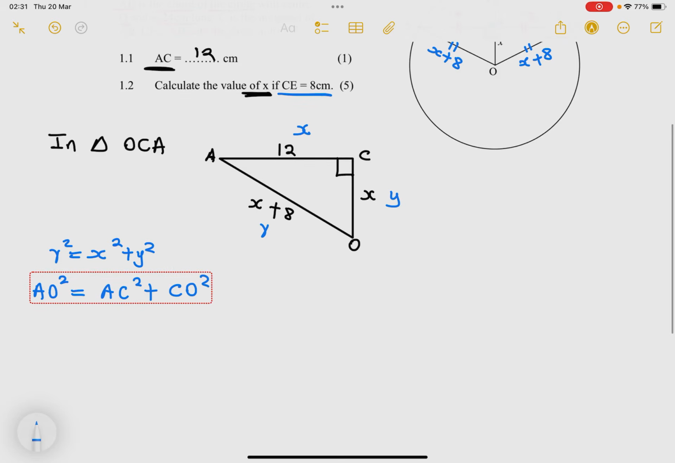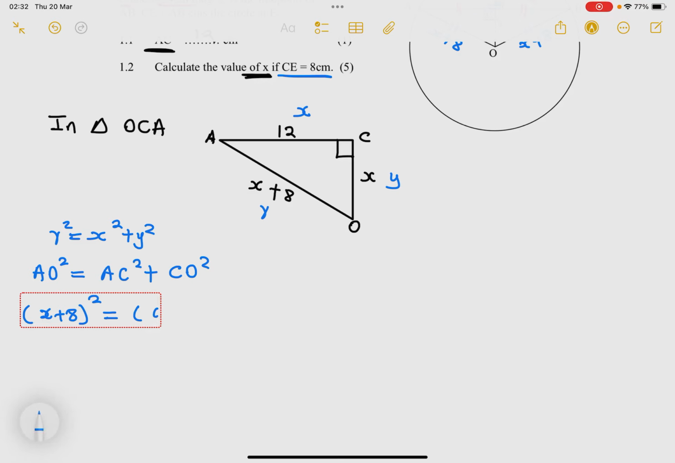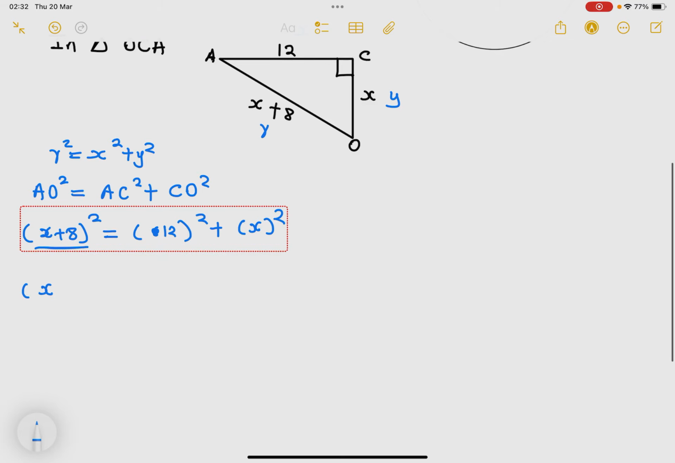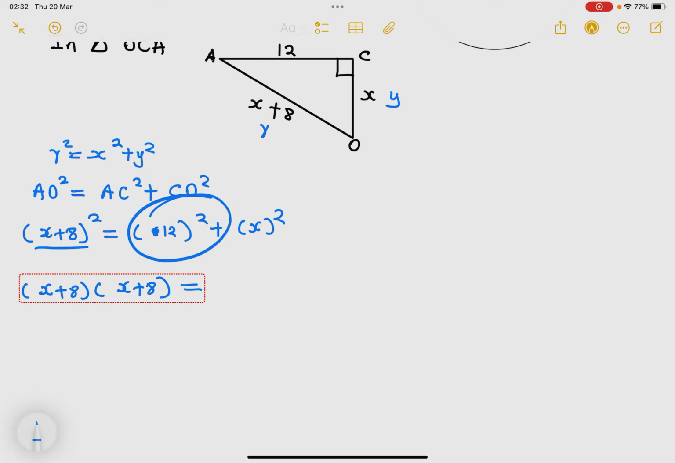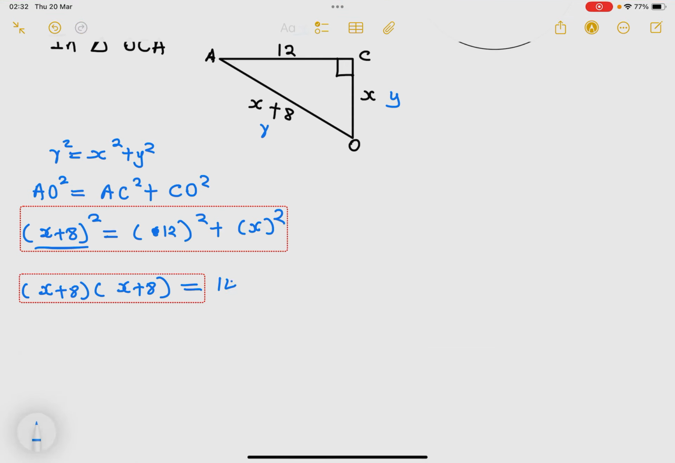So what is the value of AO? The value of AO is x plus 8, and then I square it, equals the value of AC, which is 12, squared, plus this other one, which is just x, squared. Now I need to expand this. It's just going to be x plus 8 times another x plus 8, equals, and I'm going to use my calculator for 12 squared. I know the answer, but I prefer that you use your calculator because you end up making very silly mistakes that you shouldn't have made.